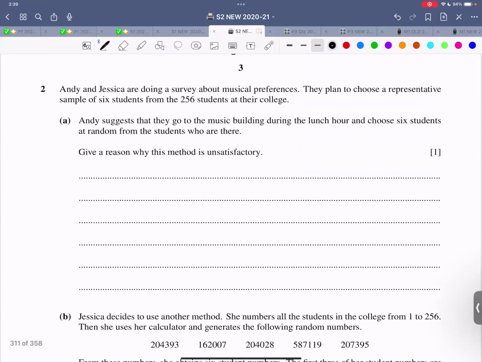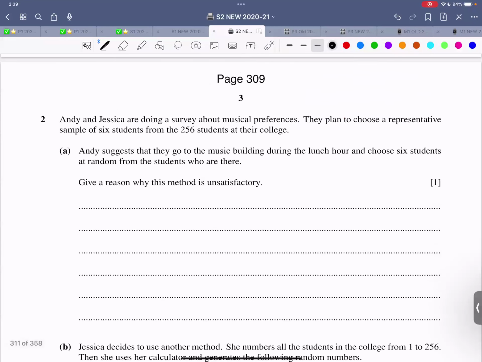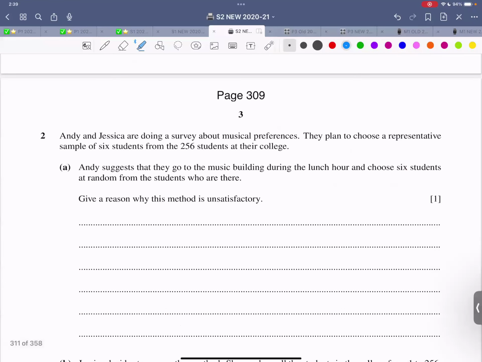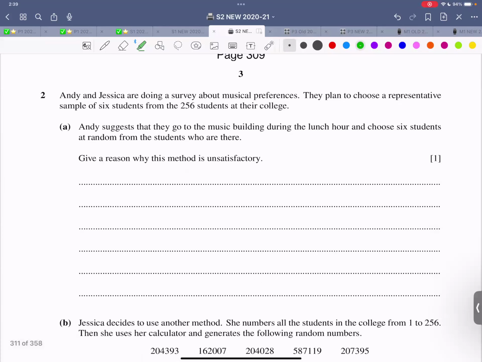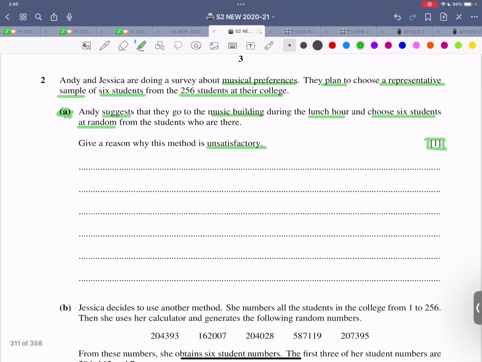Let's move on. Question number 2. It says Andy and Jessica are doing a survey about musical preferences. So this is about musical preferences. They plan to choose a representative, unbiased sample of 6 students from 256 students at the college. The first part: Andy suggests that they go to the music building during the lunch hour and choose 6 students at random from the students who are there. Give a reason why this method is unsatisfactory.